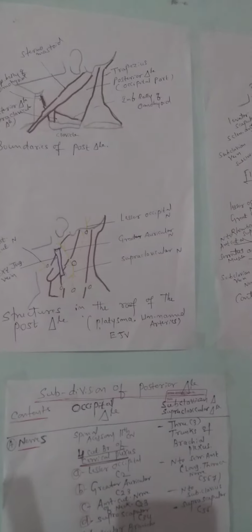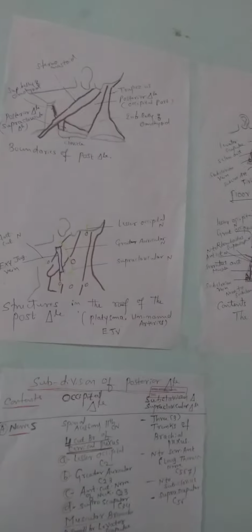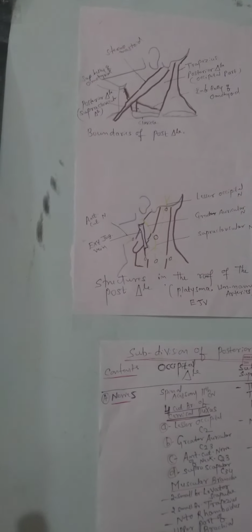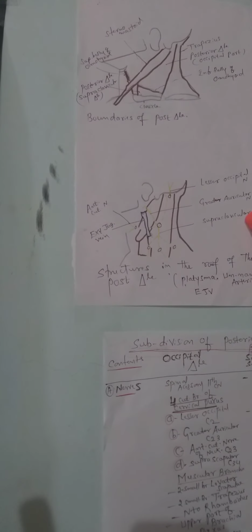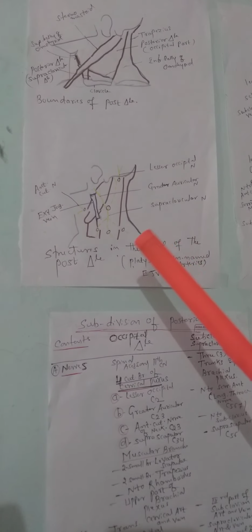Then you can see here the cutaneous nerves: the lesser occipital nerve, greater auricular nerve, supraclavicular nerve, and anterior cutaneous nerve. And there is the external jugular vein.